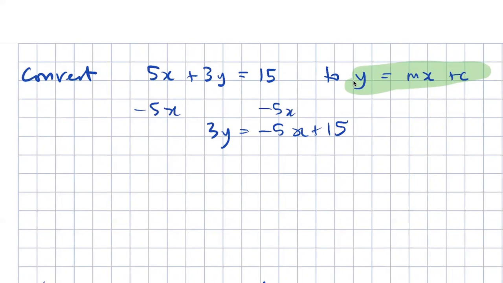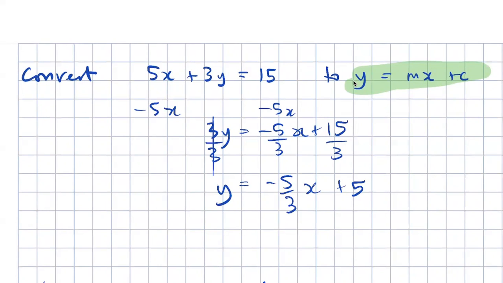And the next thing to do is to divide everything by 3 to get rid of that 3 out at the front of the y. So we divide that by 3, and that by 3. And of course, those 3's cancel there. So we're left with y is equal to negative 5 over 3 x, and 15 divided by 3 is 5. And that's it done. You already knew how to do this. It's just a matter of making y the subject.